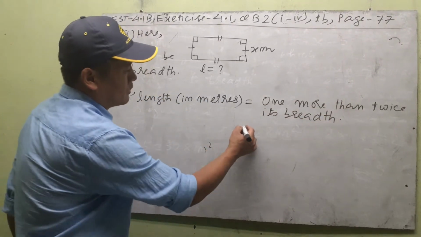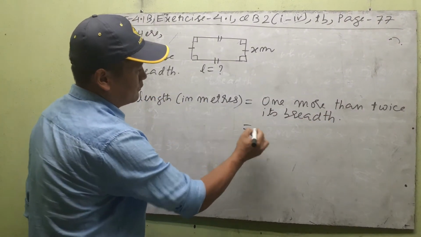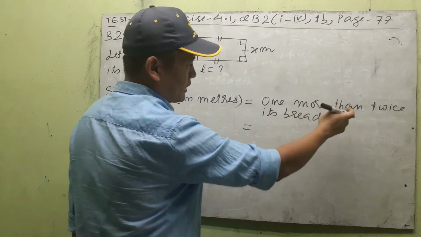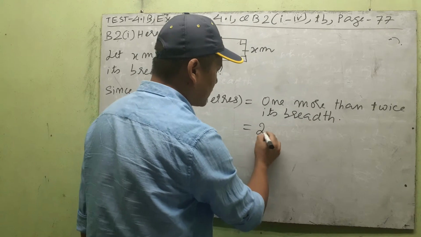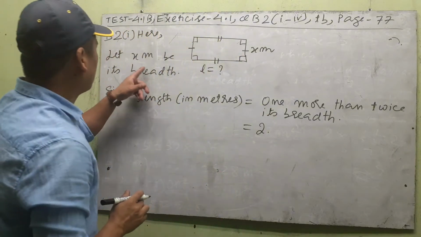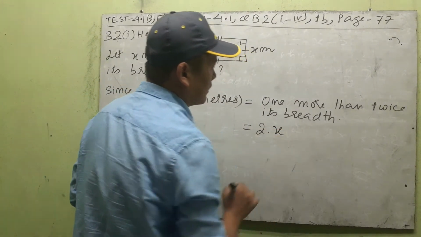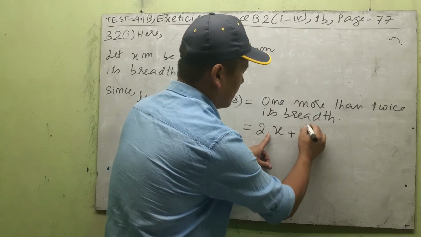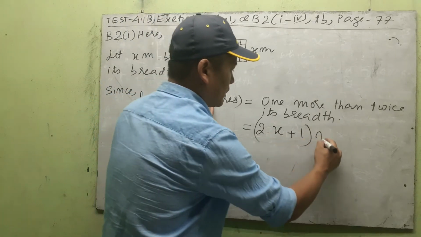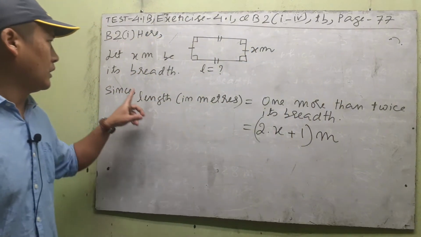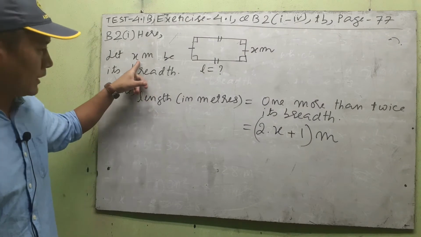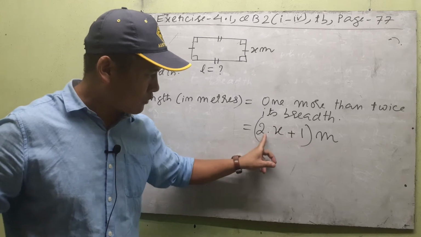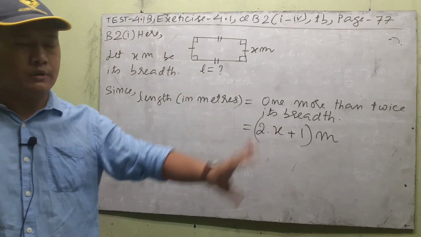So what does this mean? Length is equal to one more, which means plus, than twice the breadth. Twice the breadth means 2 multiplied by breadth. Breadth is x, so I write 2x. One more means plus 1. And it's in meters, so I put that here. So this is the length according to the question. If breadth is x meter, then length is 1 meter more than twice its breadth, 2x plus 1.